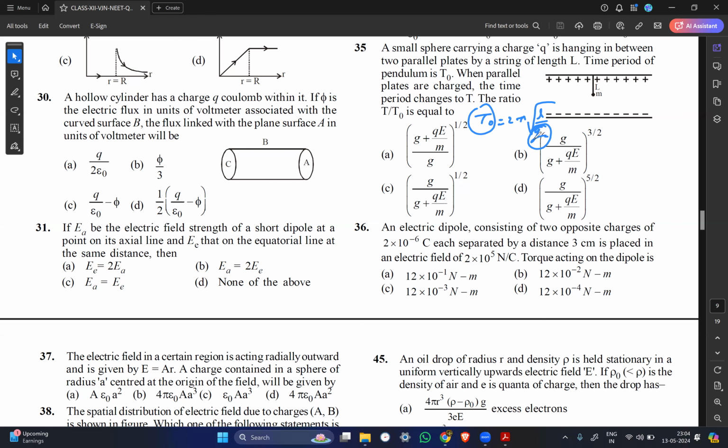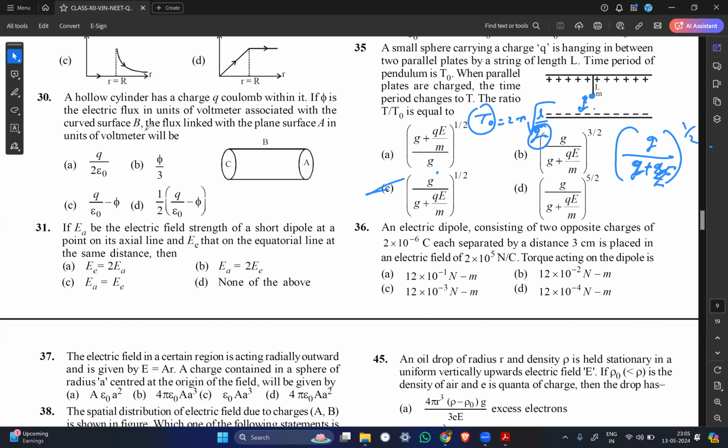So T0 was related to g, and T is related to when it is charged. The sphere carries charge and the plates are charged. This will repel, this will attract. So QE by M will be the downward acceleration. So g plus QE by M. So T by T0 will be, below, g by QE by M plus g, and above g, whole power 1 by 2. 35 will be C.